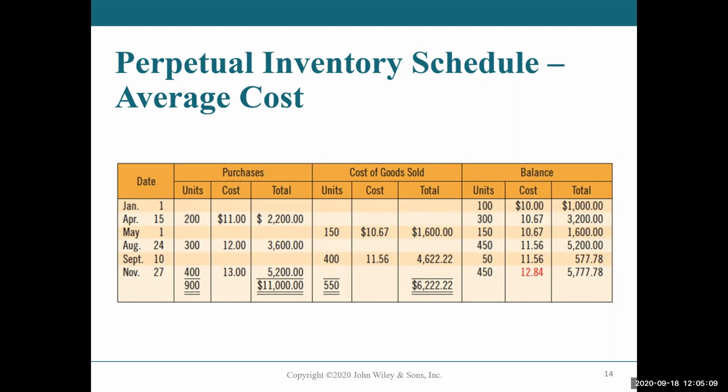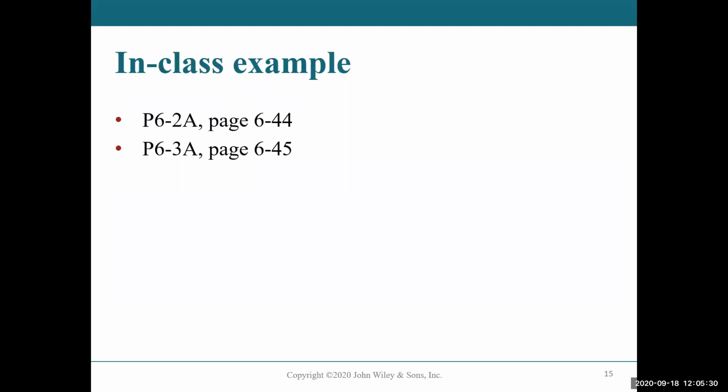So in this case as well, we are still left with the same 450 units on hand because it's the same data set. But now the average cost allocated to that inventory is $12.84, giving us ending inventory of $5,777. So the examples we will look at in class are P6-2A and 3A with regards to first in, first out and average cost method.